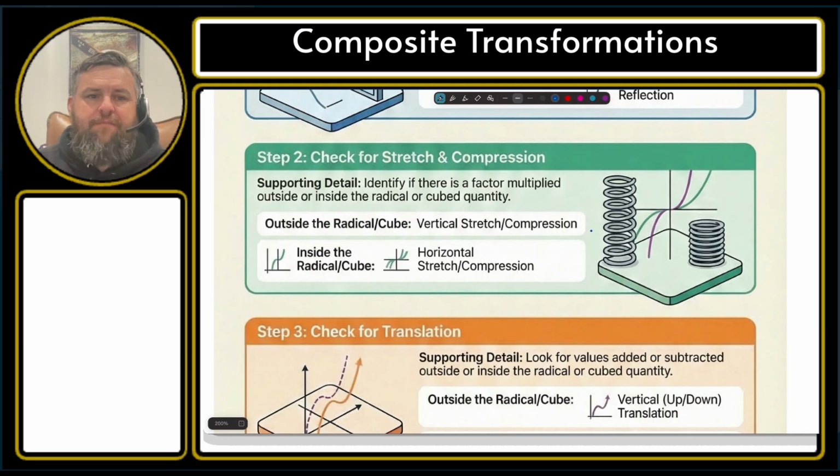Step 2 is to check for stretch and compression. Identify if there is a factor multiplied outside or inside the radical or cubed quantity. If it's outside, that's a vertical stretch or compression. So if we're multiplying the function, then it's affecting the output. If it's on the inside of the radical or cube, then it's a horizontal stretch or compression.